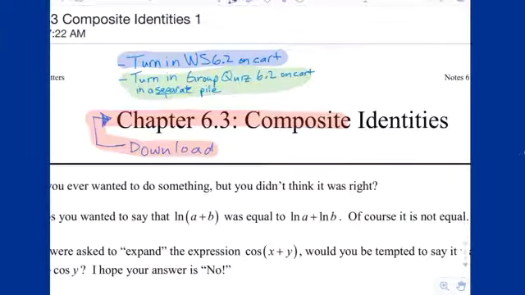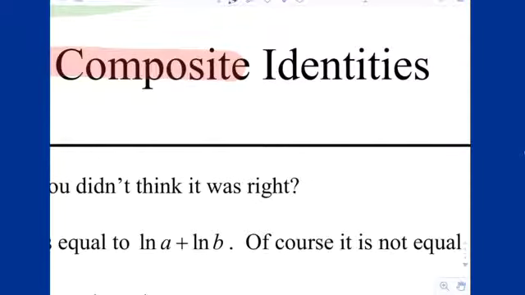So 6.3 is going to introduce you to a couple of new identities. The identities we're going to start with and then build off of are called the composite identities. So look at the word composite. We know what identity means, right? It's an equation that's true for all values in the domain. They're mathematical synonyms. What does the word composite mean?